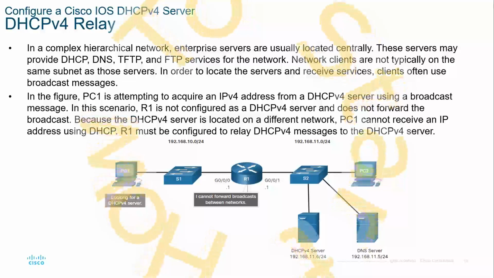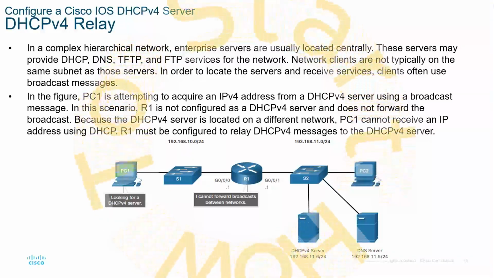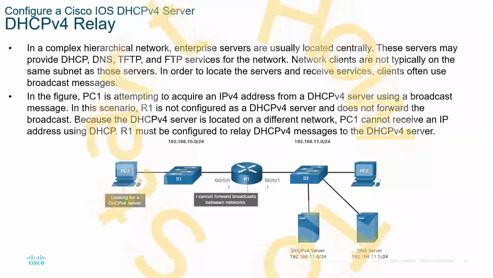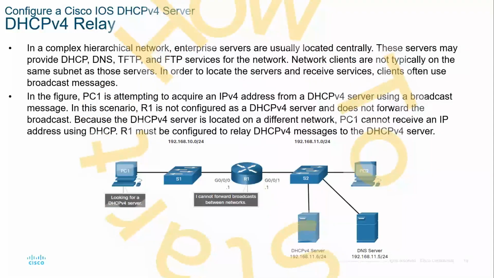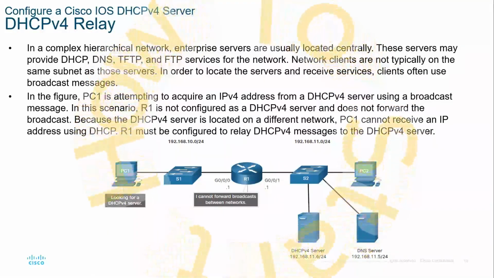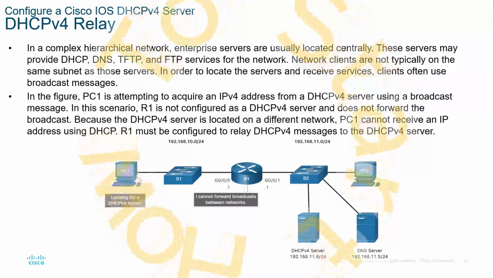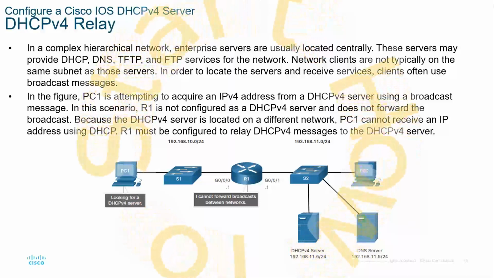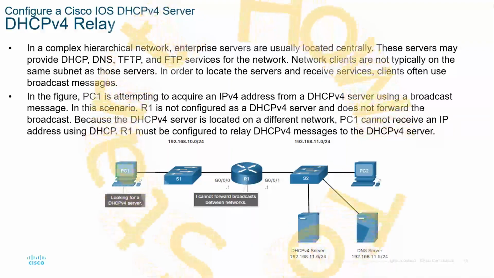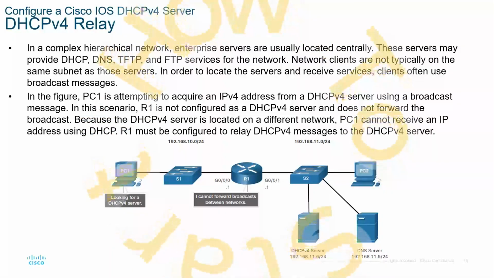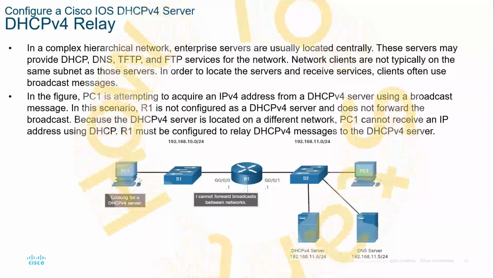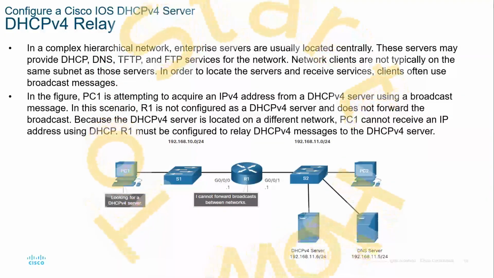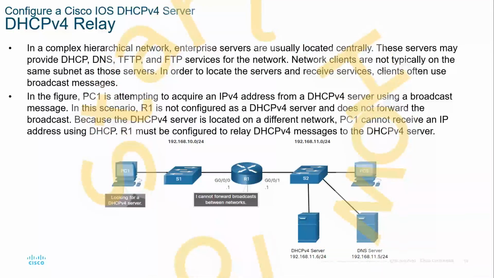DHCP will not go through a layer 3 barrier. DHCP, DNS, TFTP, FTP. These services typically do not leave the network. These are broadcast technologies. So what ends up happening is we have to allow for a relay. If we set a relay, that will allow the router to listen for broadcasts on a specific interface, and if received, they can forward those requests on to the appropriate address. So that is how we can actually pass the layer 3 barrier.